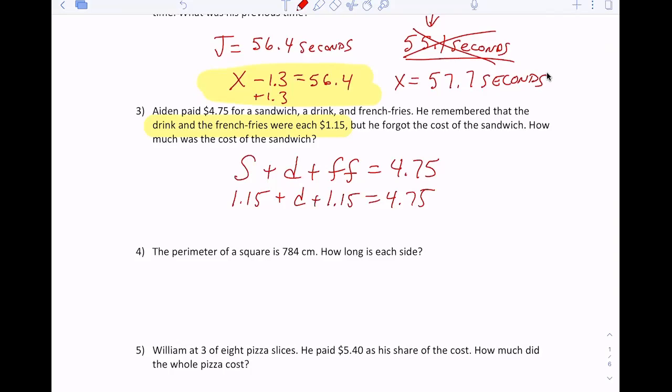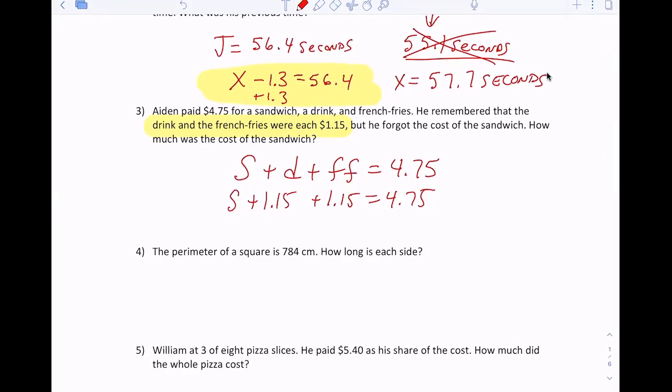All right, why did you put a variable in the second one? The sandwich and the drink. Oh, it was the what? The drink and the French fries, correct? So thank you for correcting me. I really wish you would have said you were always right. All right, sandwich plus 1.15. There we go. Thank you.